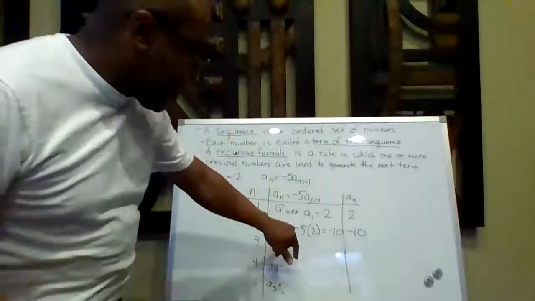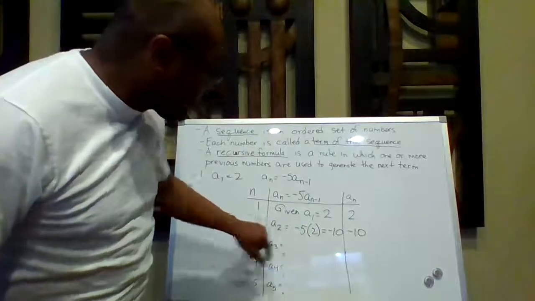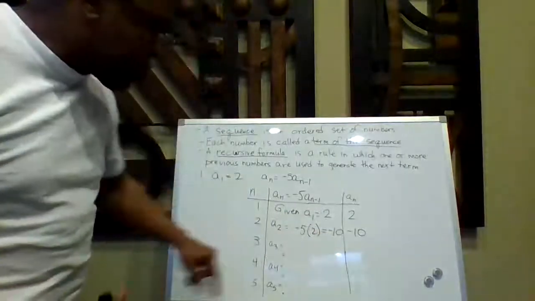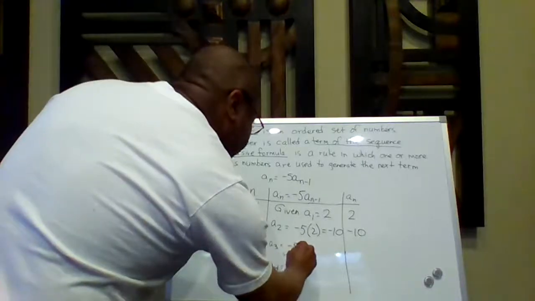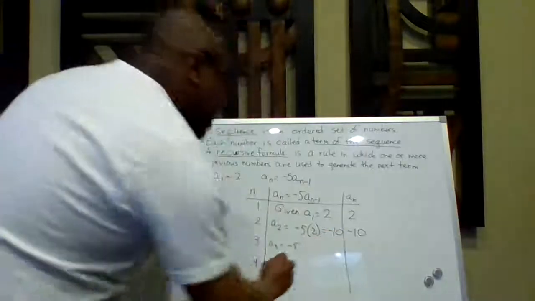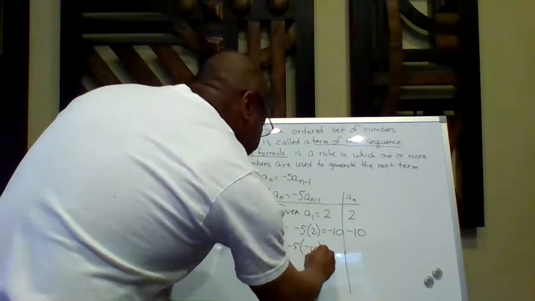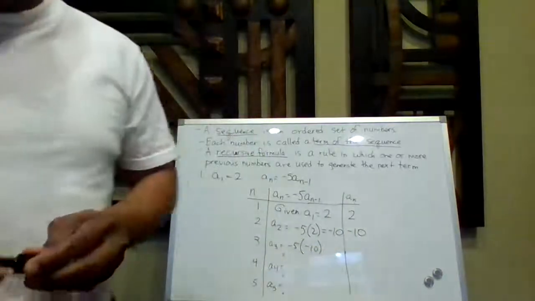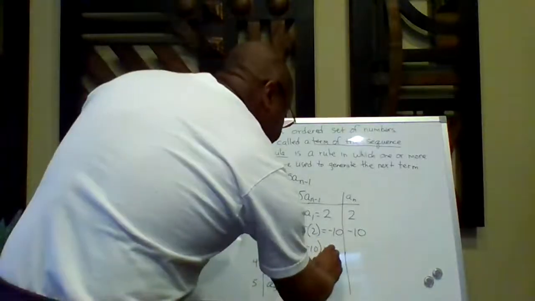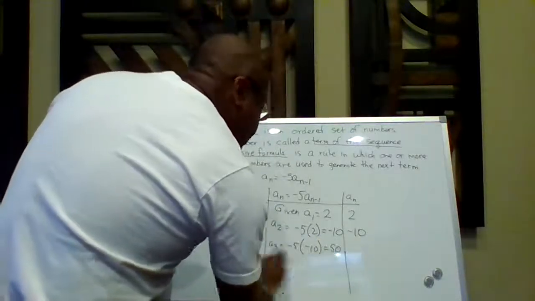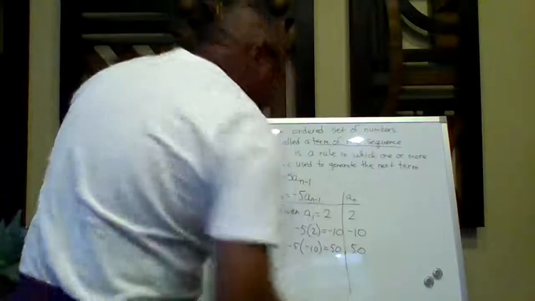Let me bring this down some here. Sorry about that. So negative 5 times 2 is negative 10, so a sub 2 gives us negative 10. To go to a sub 3, I'm going to multiply negative 5 times the negative 10. Negative 5 times negative 10 gives us a positive 50. So a sub 3 gives us a positive 50.